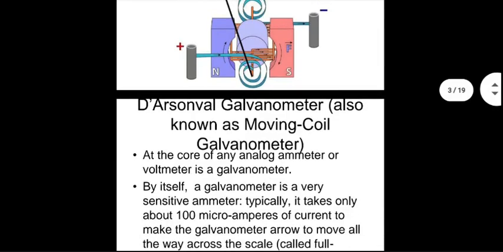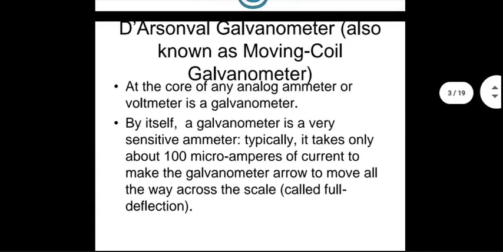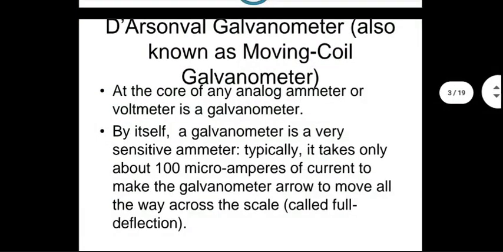But I'm still showing it to you to refresh your memory. It is also known as D'Arsonval galvanometer, deflection type galvanometer. That is another word for it. It typically takes only 100 microamperes to make the pointer rotate fully. Fully means full deflection, not 360 degrees, but full scale.